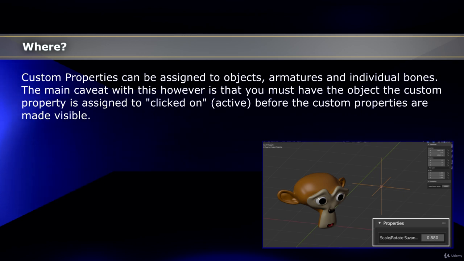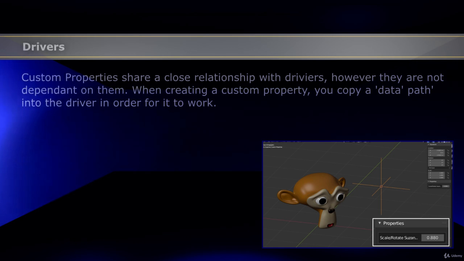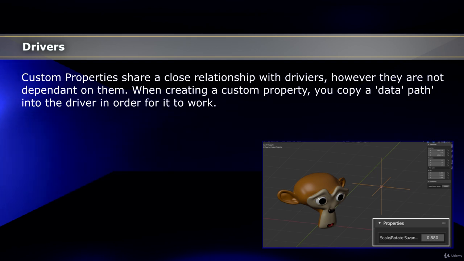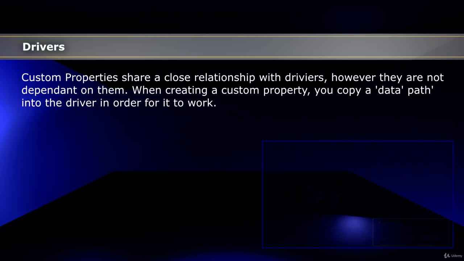The caveat with this, however, is that said objects, armatures or bones need to be clicked on and active before the custom properties can be made visible. Custom properties share a close relationship with drivers, though they're not dependent on them. When creating a custom property, you copy the data path into the driver in order for it to work.